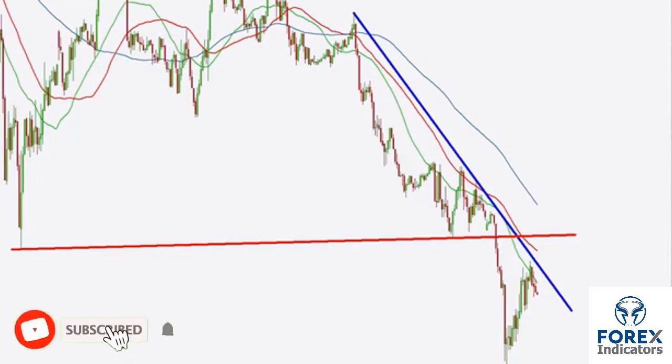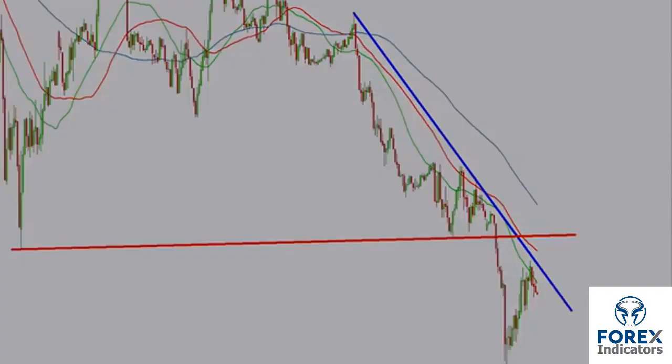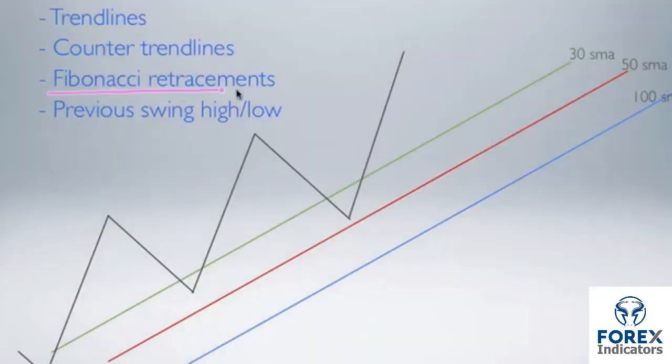Many people don't quite look for those counter trend lines. They just focus on standard trend lines, and believe me, counter trend lines are just as powerful as standard trend lines themselves. So you want to search for those counter trend lines, especially if they come around the dynamic area of support and resistance. Very powerful stuff, guys.